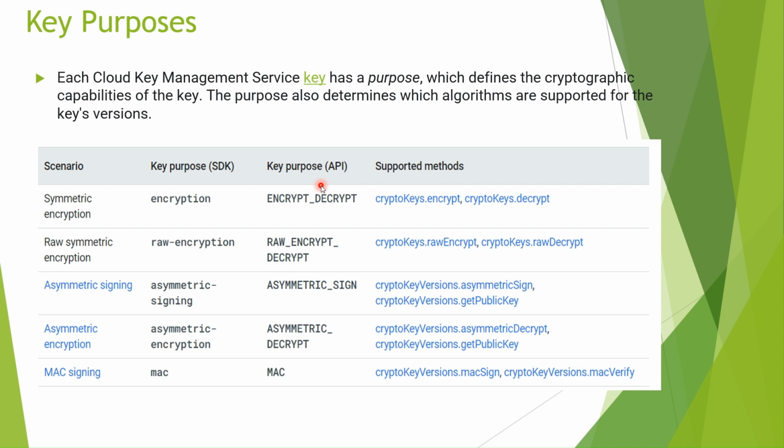So when you create a key, there are multiple purposes. We have already covered symmetric encryption and asymmetric encryption. Now in this video, we are going to focus on asymmetric signing, in which we will try to create digital signatures and work on it. After that, in another video, I will work on MAC signing.